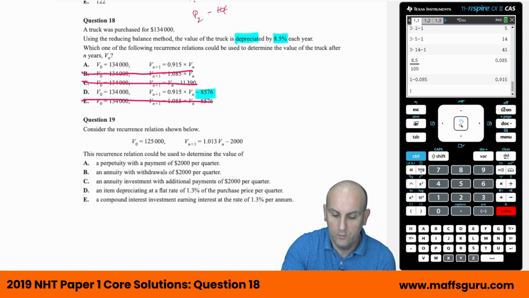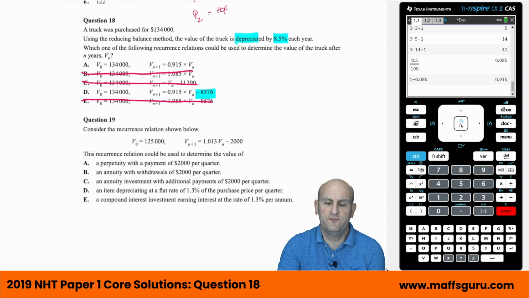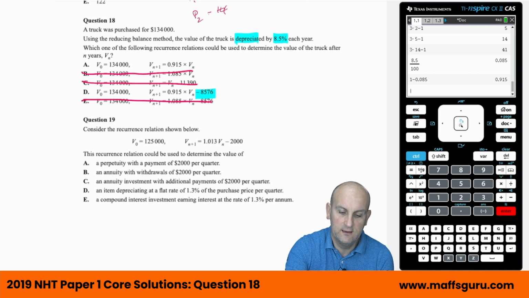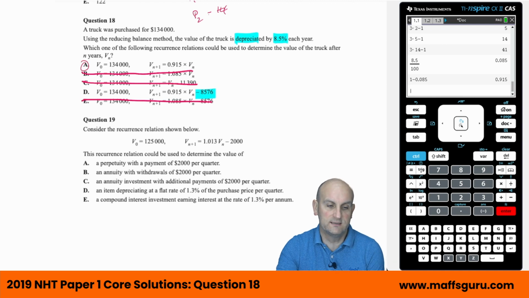If we look at D, we have a payment being made of $8,576. Well, basically nothing in the question says a payment's being made, and there's nothing in there to help you calculate whether a payment's being made. So D is a bit of a trick. A is in fact the correct answer.